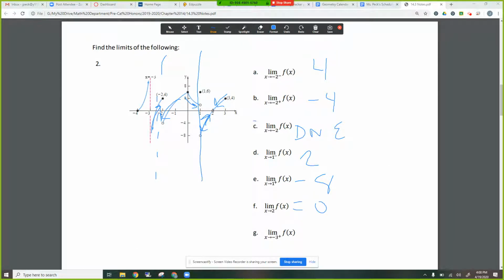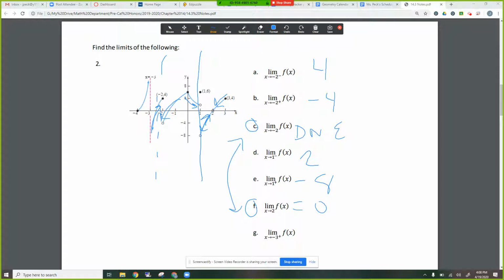Look at C and F, they're very similar, right? Because they're not left-handed and right-handed limits. They're just the limit, and they have to be the same number from both sides. So in C, it does not exist because from the left and right of negative 2, they're different numbers. Whereas with F, because they point to the same from the left and right, the answer is 0.